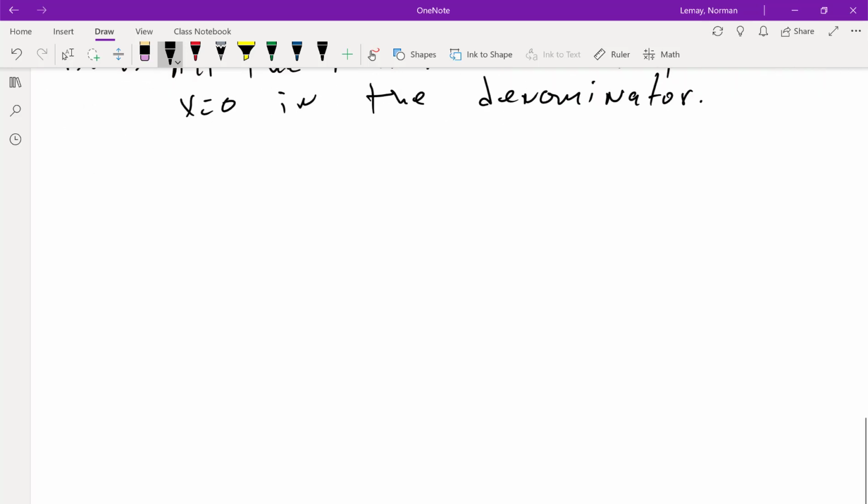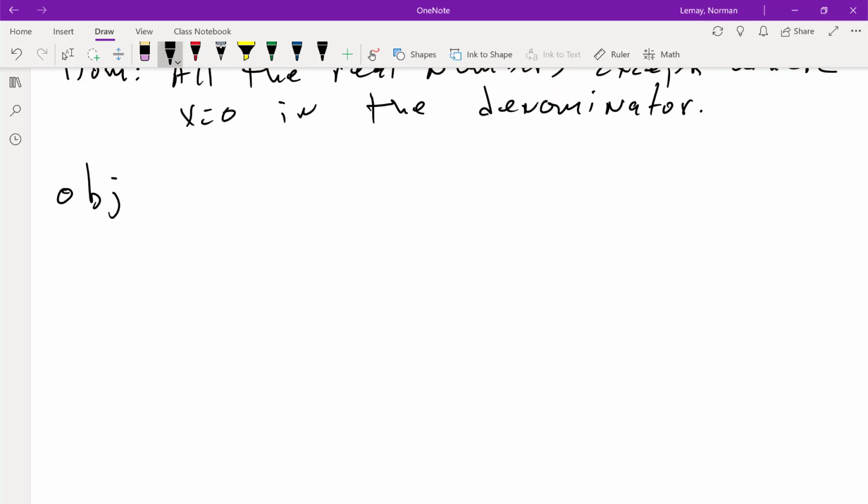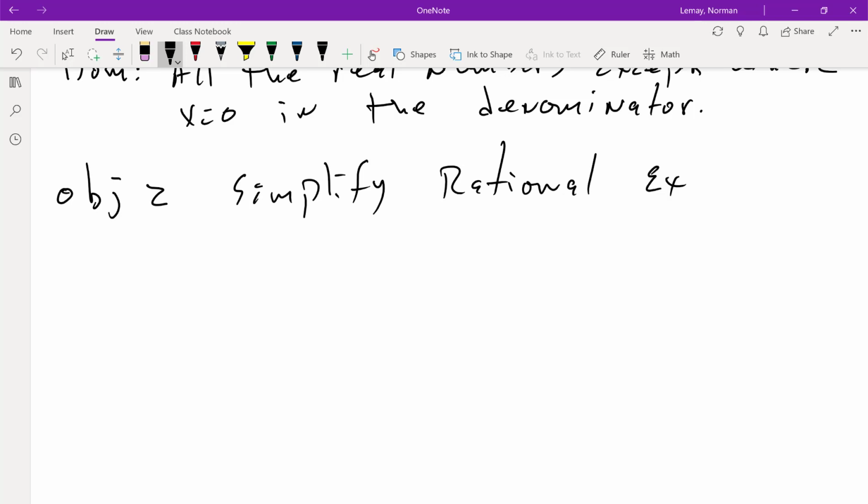All right, so now our objective 2 is to simplify rational expressions. So let's just note that this is the same as reducing fractions.